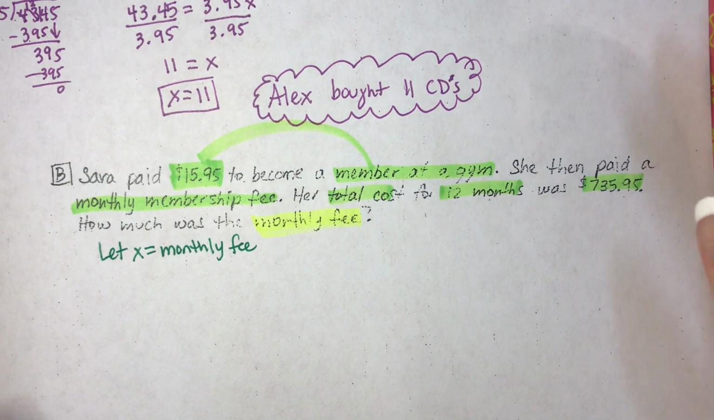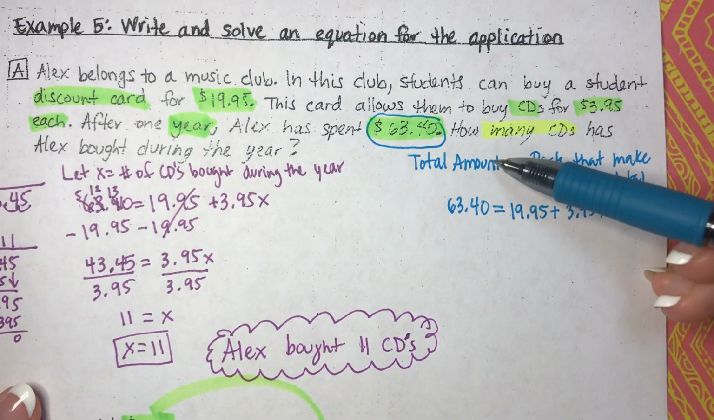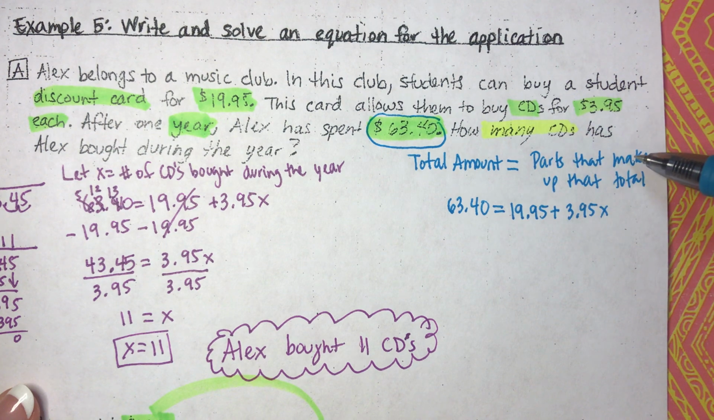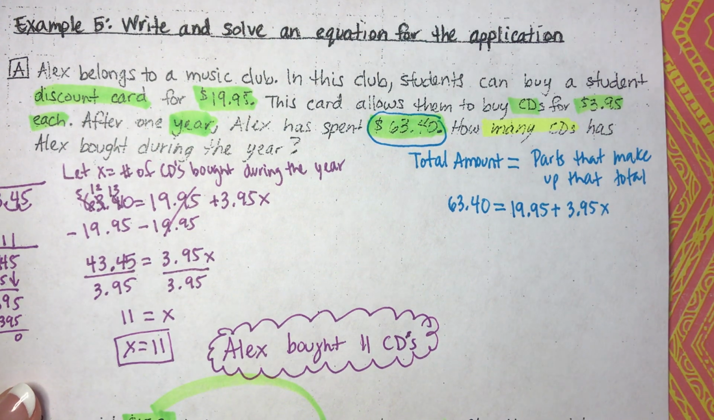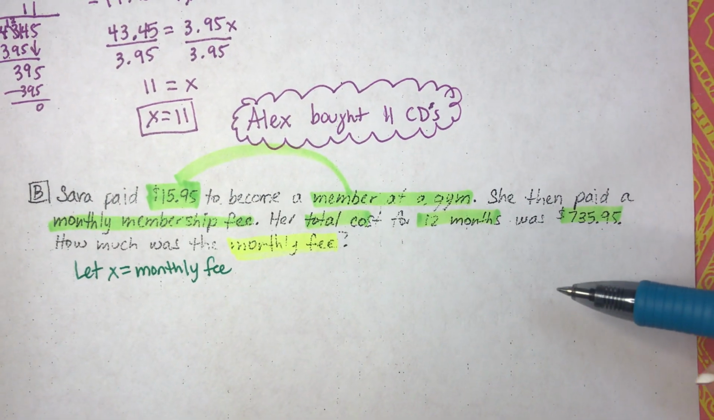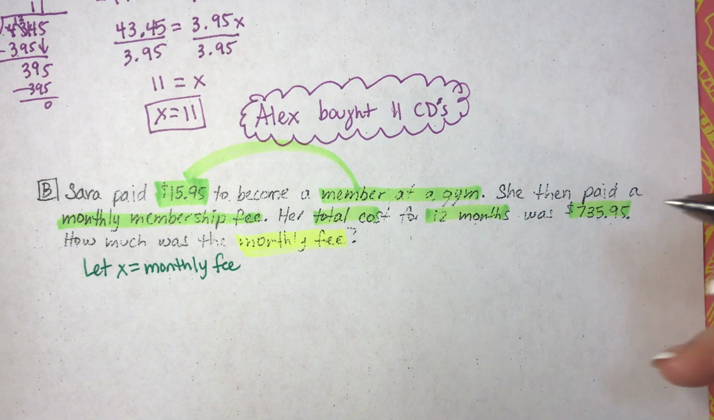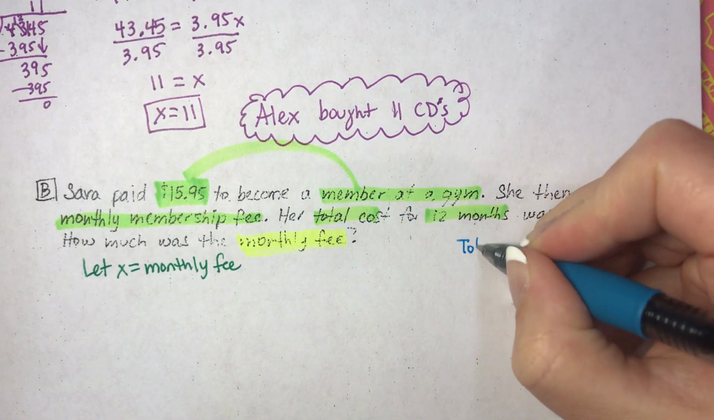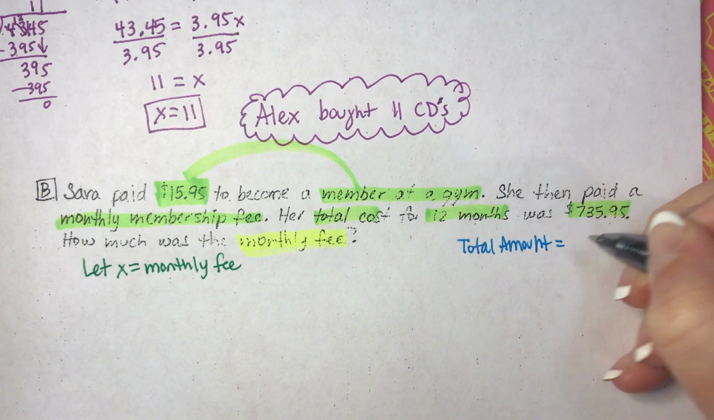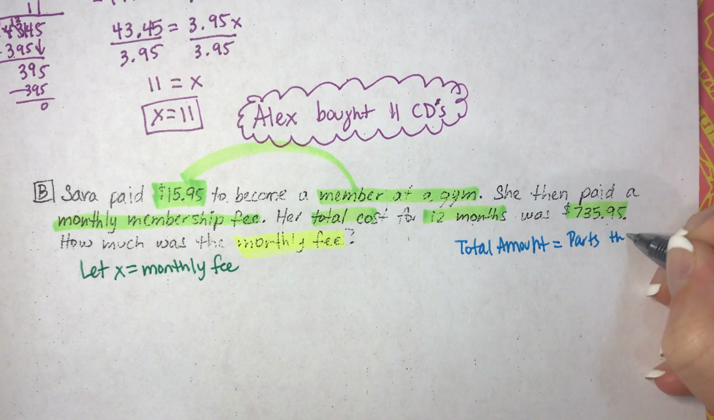What type of story problem is this? Remember what we talked about up here is there's certain type of story problems where there's a total amount, and that total amount is made up of parts that make up the total. Is that this type of equation? Do we have a total amount, and then do we have parts that make up that total? I would say yes. Okay, so we have a total amount, right? And that total amount equals the parts that make up the total.